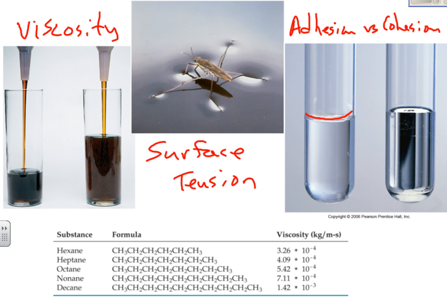On the right, you see mercury. Mercury has relatively strong cohesive forces and very weak adhesive forces for the glass. So the mercury actually forms a meniscus that's in the opposite direction, because the mercury atoms have stronger cohesive forces than adhesive forces for the glass.